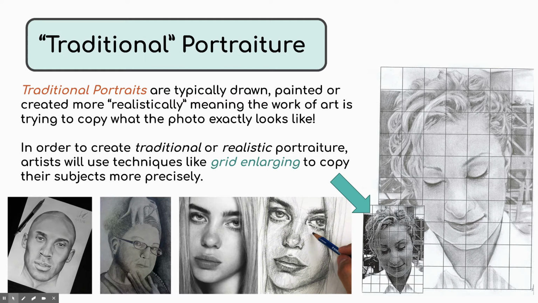In order to create traditional or realistic portraiture, artists will often use techniques like grid enlarging to copy their subjects more precisely. If you notice on the bottom right, there's an image of a woman that's been gridded out. What that artist is doing is creating almost like a paint by numbers, where they put the grid on the larger piece of paper, and instead of trying to copy the whole image as a whole, they go box by box. They do that so they can make the image look as close to the photo as possible. But we're going to take a look at what non-traditional artwork looks like in just a minute.